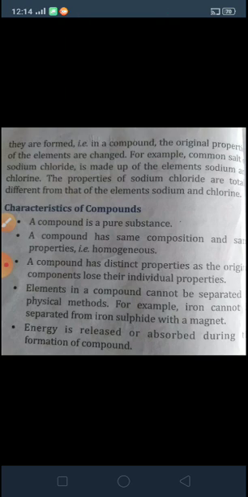And last one, energy is released or absorbed during the formation of a compound. When a compound is formed from the elements, energy is released, or they need energy, which means they absorb it from the outside. They absorb energy for the formation of a compound.